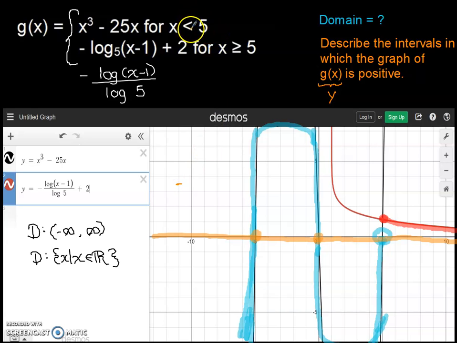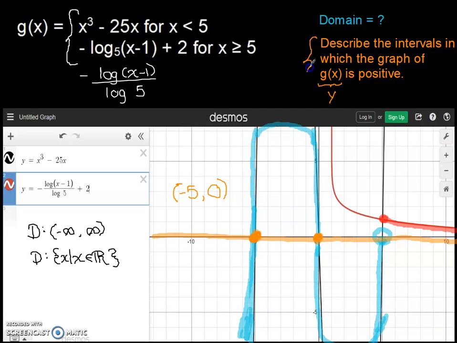And mind you, I'm not including negative 5. Only want the values where it's positive. At negative 5, it's actually 0, which is a neutral number, but it's not positive. So that's why I'm putting it in parentheses. I could go up to negative 5, but I can't actually include that actual number because y is 0 there. And it's positive all the way to where x is 0.